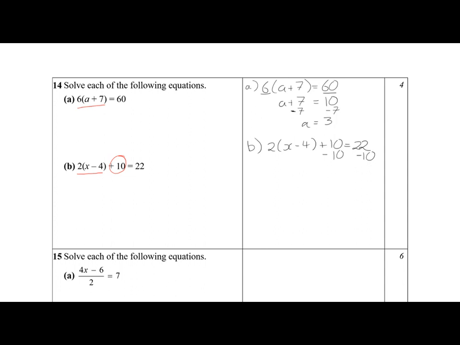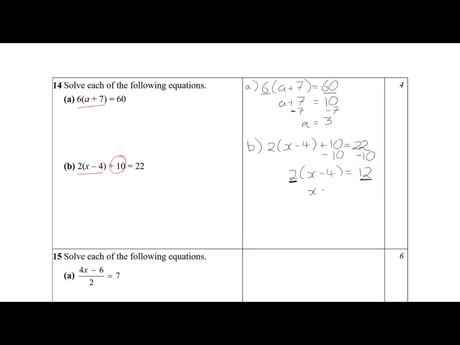What does that leave us? Well, on the left-hand side, it just leaves us the 2 lots of x minus 4. On the right-hand side, it leaves us 12. So now this looks like what we solved in part A. We know how to solve these, it's quite easy. So we start by checking is 2 a factor of 12? Yes, it is. So great, we'll just divide by the 2 both sides.